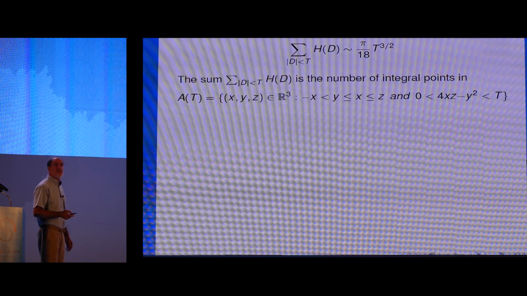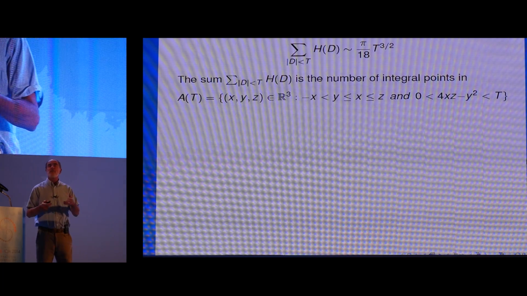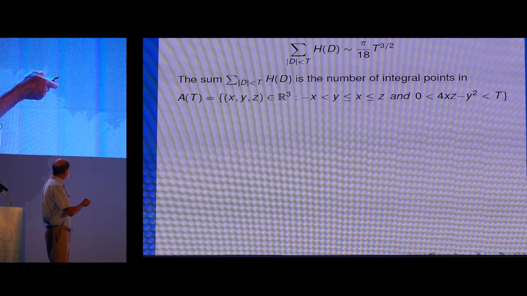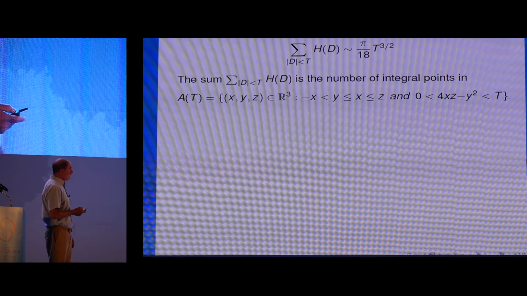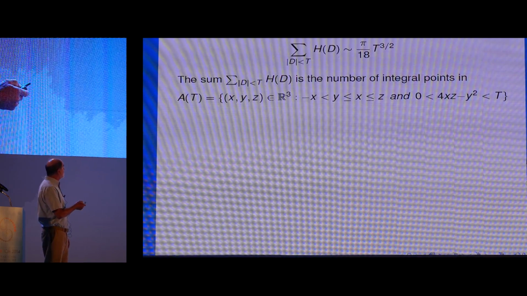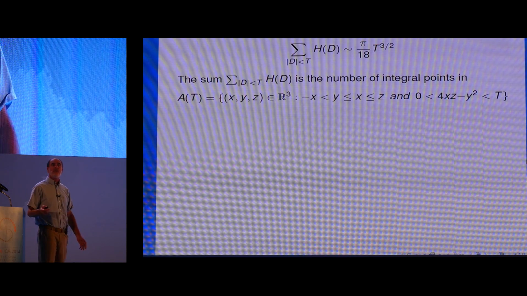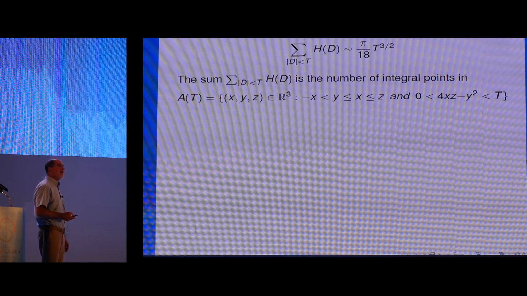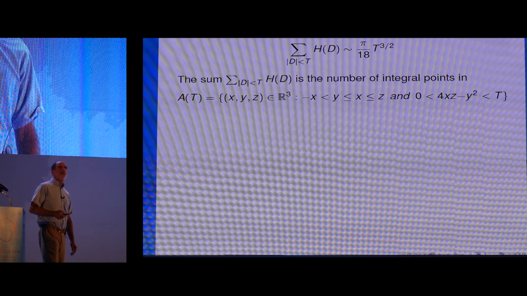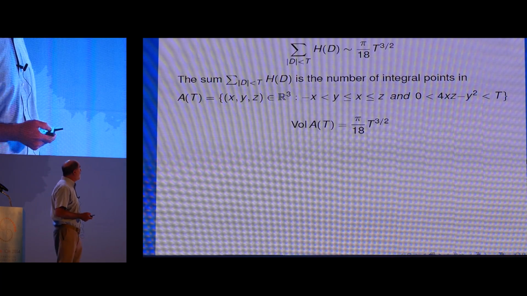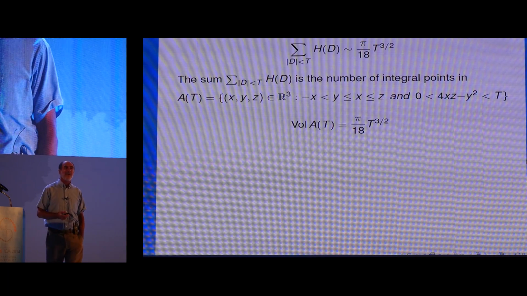Now, let's go back to his statement, and I'll give you Manjul's proof. Well, first of all, the sum on the left-hand side, by the theorem of reduced forms, is just the number of points in this region in 3-space, where x, y, and z are bounded by these inequalities. That's the reduced form. And then the discriminant in absolute value is less than t. And that's a region that turns out to have finite volume. And if you're good at triple integrals, or you know how to use Mathematica, you can compute that its volume is pi over 18 times t to the 3/2 power.